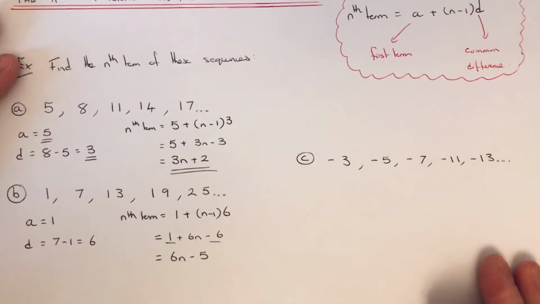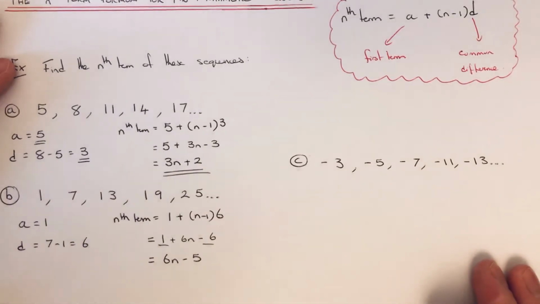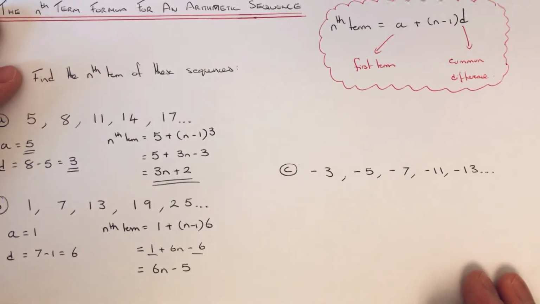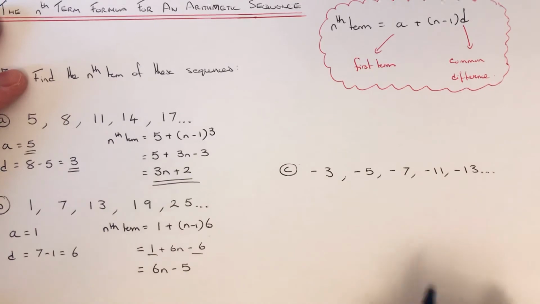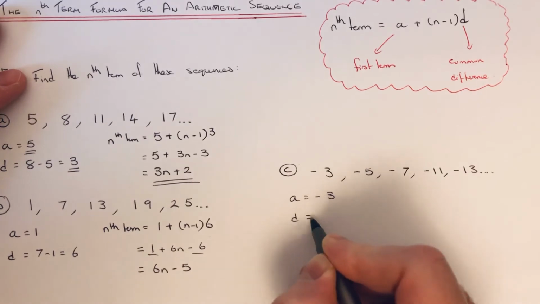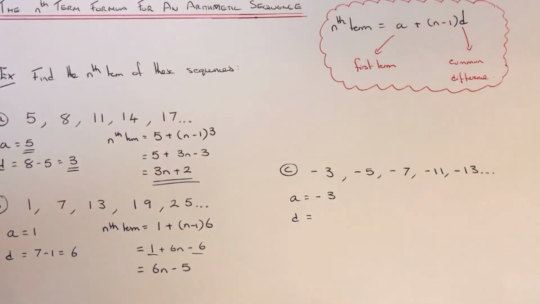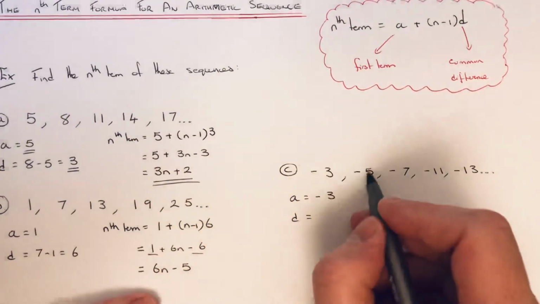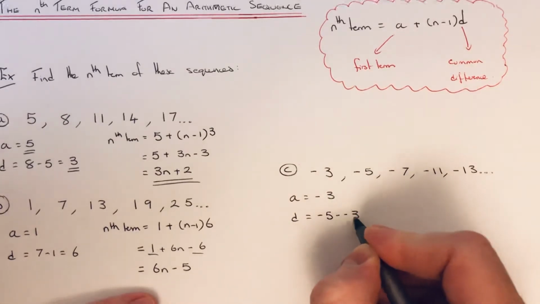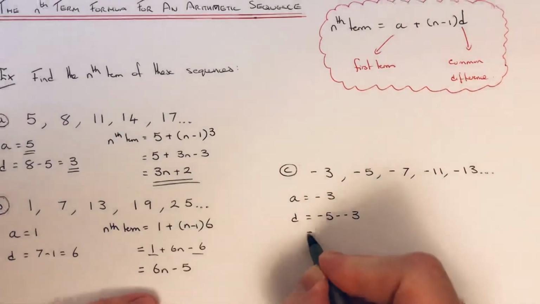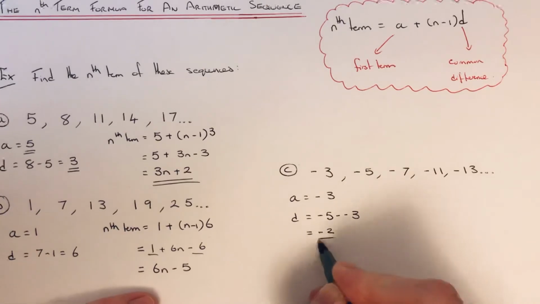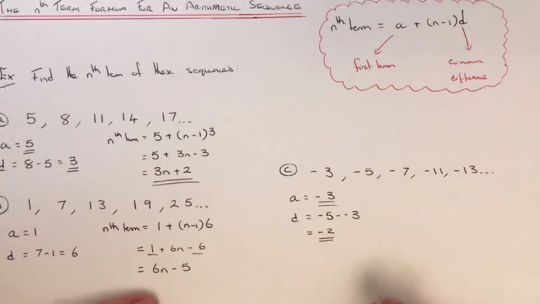Let's do one final example then. This one is a decreasing sequence. We've got minus 3, minus 5, minus 7, minus 9, minus 11, minus 13. Our first term is minus 3. Our common difference is what the sequence is going down in. Again we can work out the difference between the first two terms. You probably find it easier just looking at the sequence though, because you can see it's going down in twos. Minus 5 take away minus 3 gives you minus 2. So your common difference is minus 2.